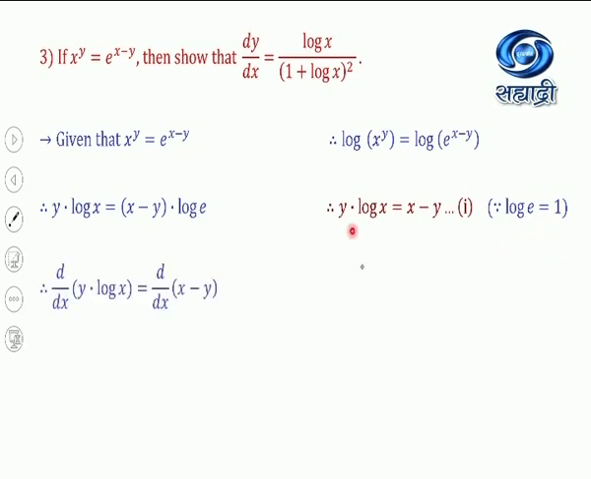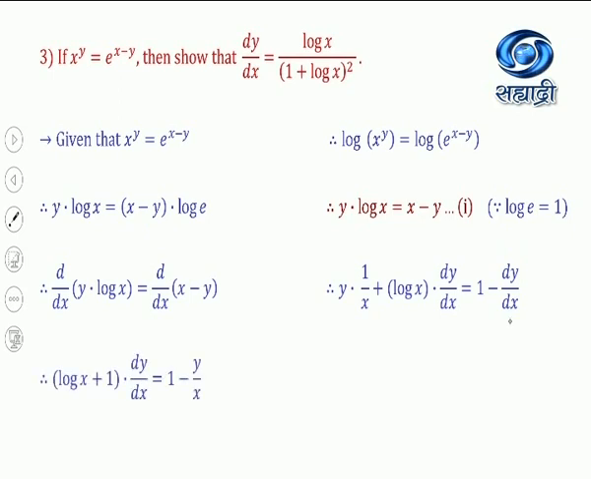Now by taking the derivative of both sides with respect to x we get d by dx of left hand side equal to d by dx of right hand side. Now this is a product of two functions, y into log x. Therefore by using the product rule we write the derivative of the left hand side, and now this is subtraction. By using the subtraction rule, we write the derivative of the right hand side. So what do we get? First function into derivative of second, that is derivative of log x, that is 1 upon x. Now second function log x into derivative of first function, that is dy by dx. On the right hand side, derivative of x is 1 and derivative of y is dy by dx.